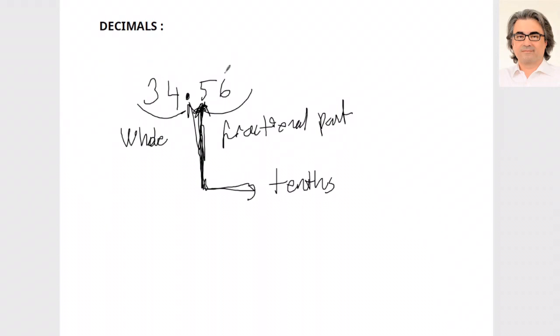And what about the meaning of 6? Hundredths, the number of hundredths. It means 1/100. So I have 6 hundredths and 5 tenths in this decimal number. If you add another number after 6 here, 3 for example, what's the meaning of 3 here? Thousandths, the number of thousandths. It represents the number of thousandths. Let's write it.